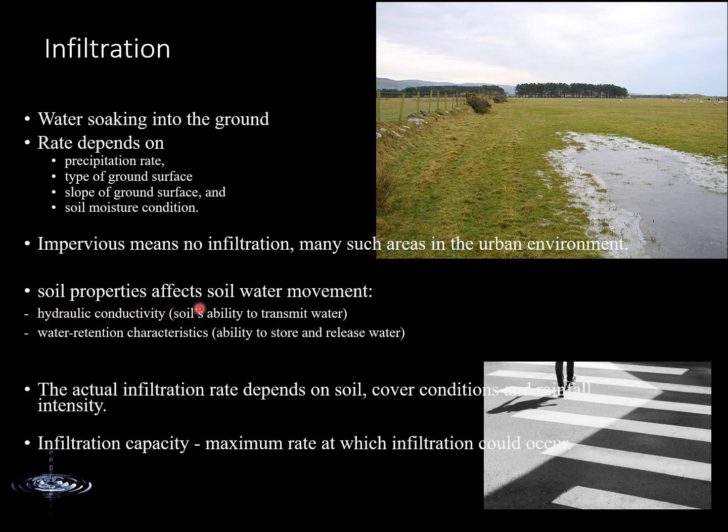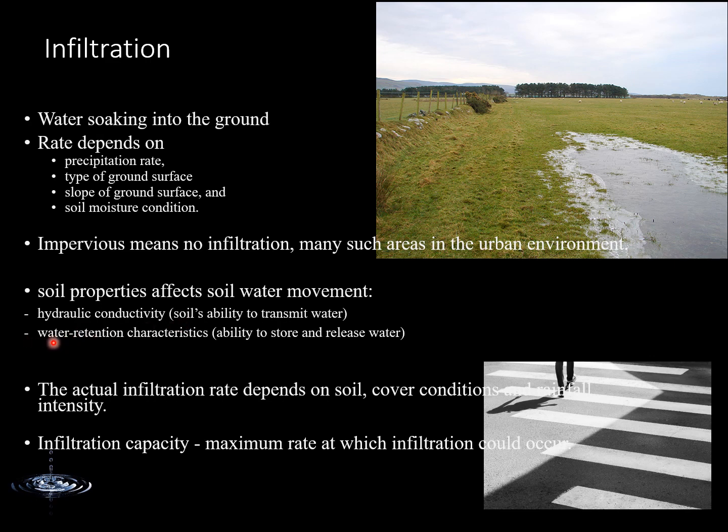Now, soil properties also affect soil water movement. So what are these properties? First is the hydraulic conductivity of the soil. What is the capacity of the soil to transmit water? Different soils have different abilities to transmit water, and that is called the hydraulic conductivity of soil. For example, sandy soil has higher hydraulic conductivity, and clay has very small hydraulic conductivity. So different soils have different hydraulic conductivity.